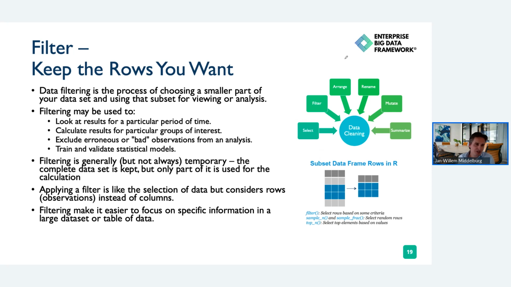The second key operation is filtering. Filtering keeps the rows that you want to have. Filtering is generally a temporary operation where we would like to only focus on a specific segment of the data. That segment can be, let's say, a specific year, which is going to be the case in our data sets, but could also be based on a specific key characteristic.